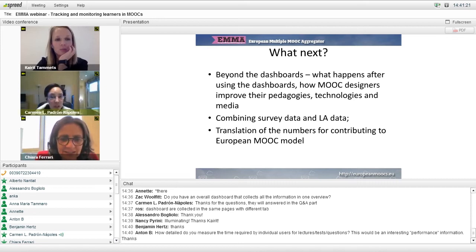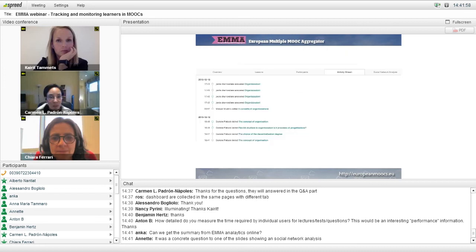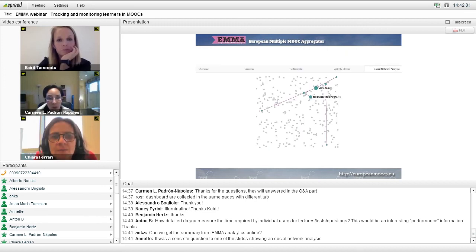Okay. What I think is that they are trying to see, when we present the social network analysis, how the interaction is, if we can manage to show that there is interaction between the participants. I think that in the social network analysis view, you show which are the relations between the different participants. So to some extent, you can see that there has been more interaction between some participants than others, but it also depends on the type of design of the MOOC. This one. Okay. Yeah, this one. Yeah, and she's commenting in the chat box that it was a concrete question to one of the slides showing the social network analysis. Yeah, to this one.